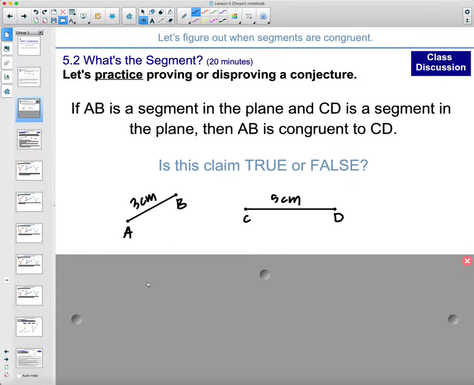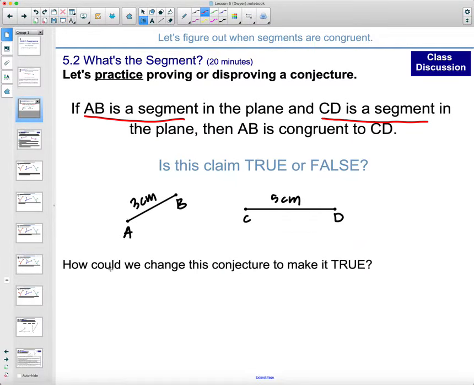Those two segments are not congruent, and they use the information that was given. The only thing that was said was AB is a segment and CD is a segment in a plane. That's it. Are they congruent to each other? Nope, not all the time. So is there a way that we could change this conjecture to make it true? What would you need to add to this conjecture to make sure that it is true all the time?